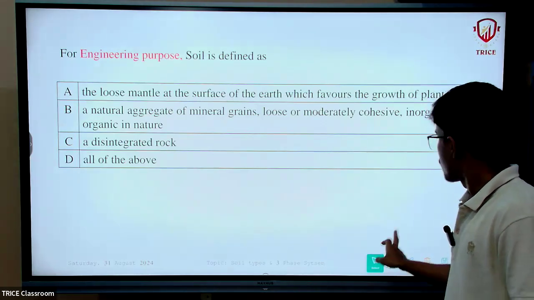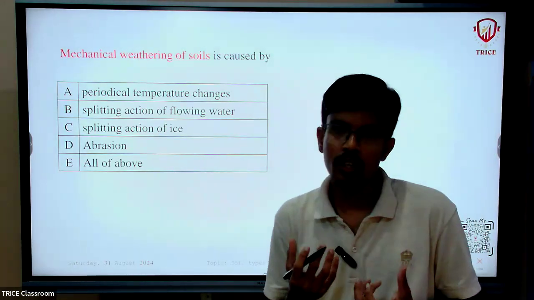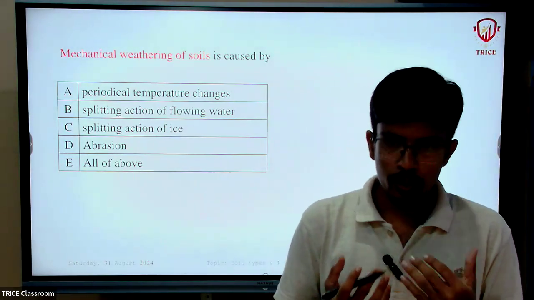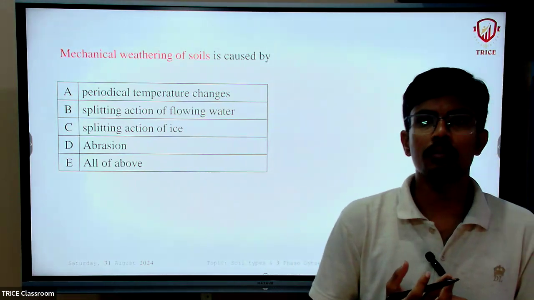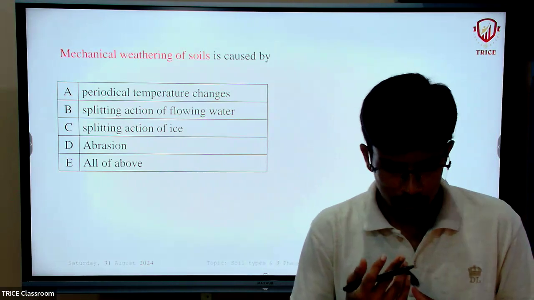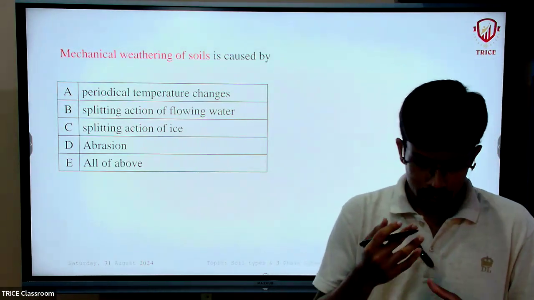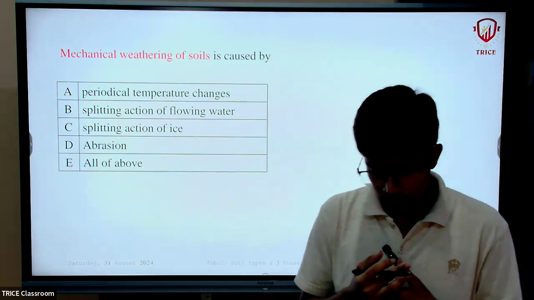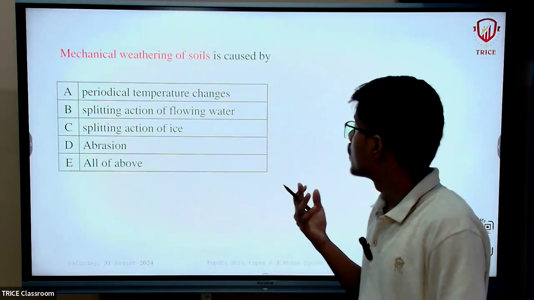The next one. When we know the soil term, we should know how soil forms. It can be formed by two methods, either physical methods or chemical methods. When you say physical methods, commonly we call them weathering. So what are the weathering processes?